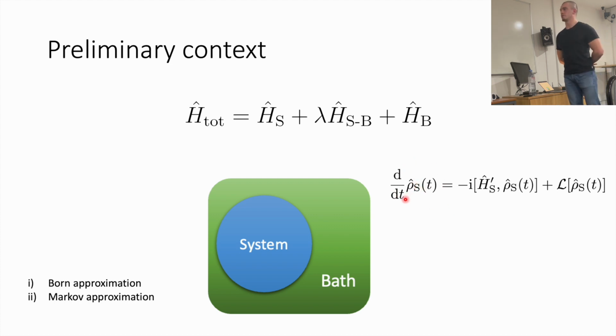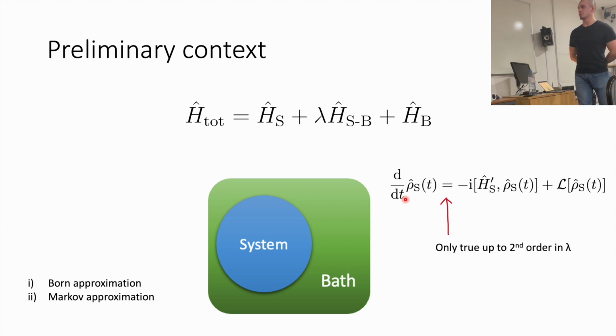And in order to derive an equation like this, which is called the master equation, we need to make two approximations, which are called the Born and the Markov approximations. It's not super necessary that we know what those are right now, but you just need to know that I need to make certain approximations about the system and its interaction with the bath in order to derive this master equation.